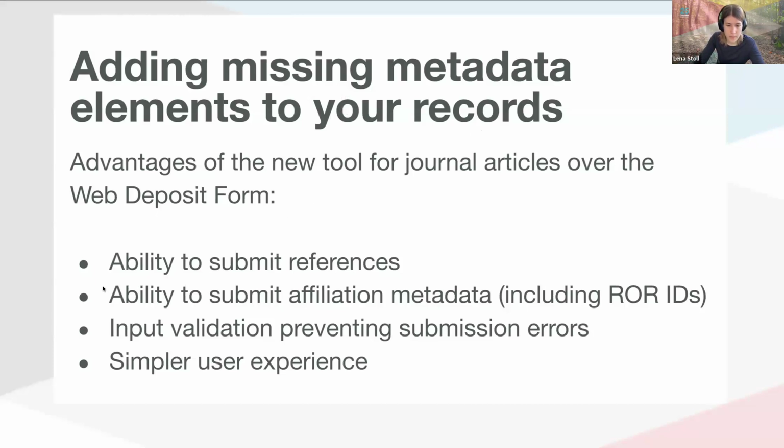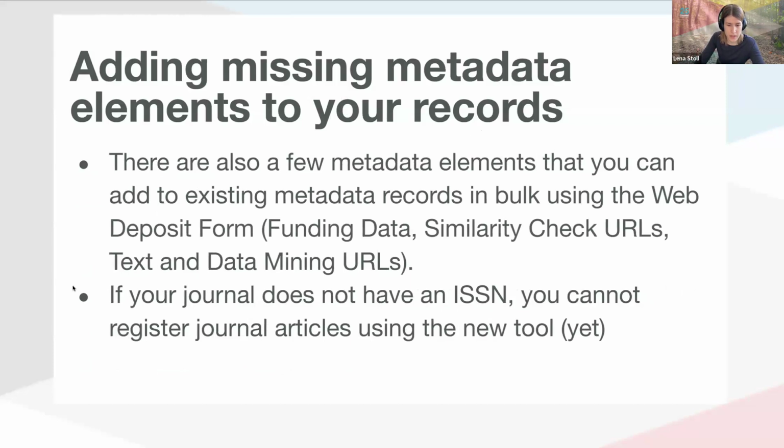And if you want to retroactively update anything on a lot of your records, you can also do that in bulk using our web deposit form. We're not going to go into that in detail now, because we're trying to focus on our new tool, just one last point on that. If you don't have an ISSN for your journal, then you have to keep using the web deposit form for now. You can't use the new tool yet for technical reasons. But I think most of you have journal ISSNs.